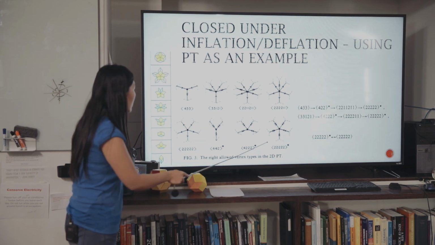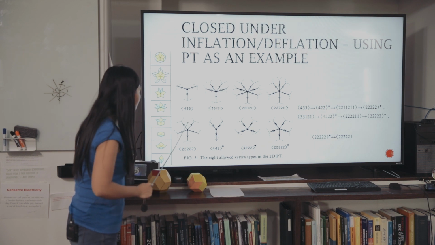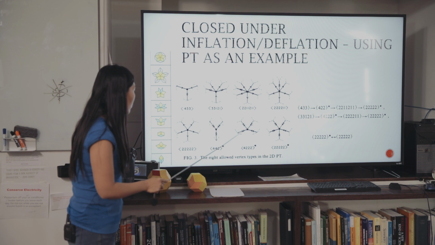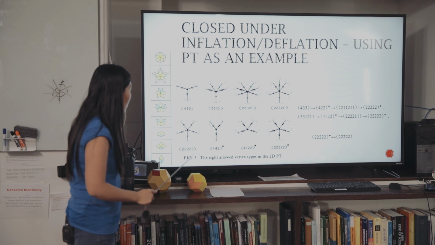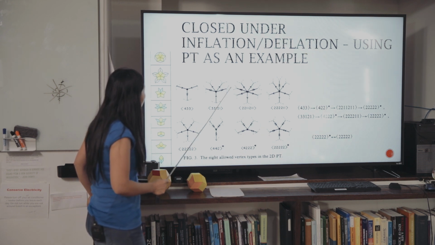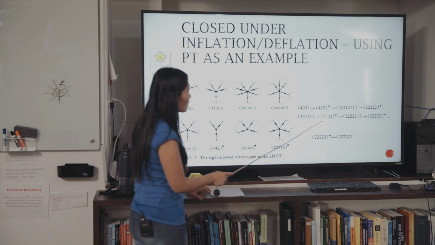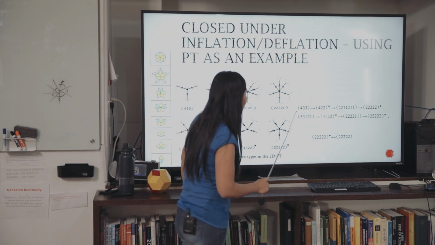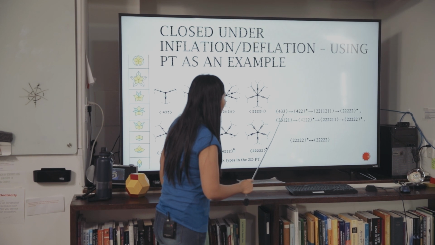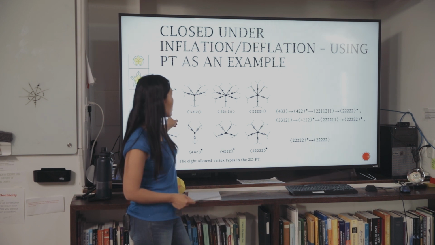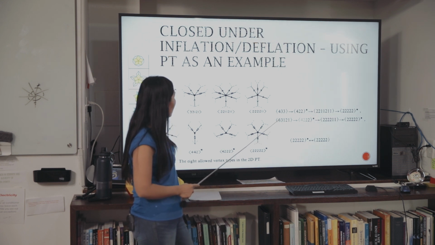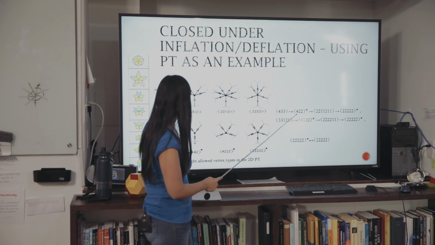So you can see this and this. This would be the sun, this would be the star, I think. Actually, this is the sun, this is the star. So, in closed-end inflation-deflation, it's actually stated here, like if we start from this one and then we do, I think it's called a deflation. Yeah, deflation, meaning subdivided, and then we can get this one.